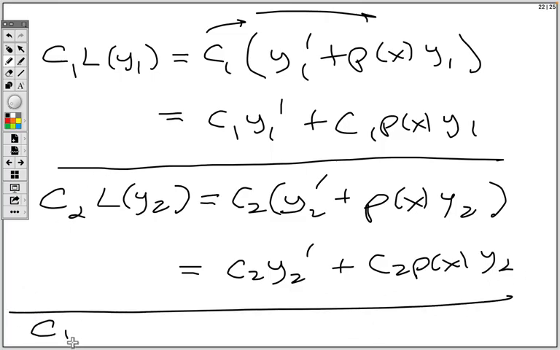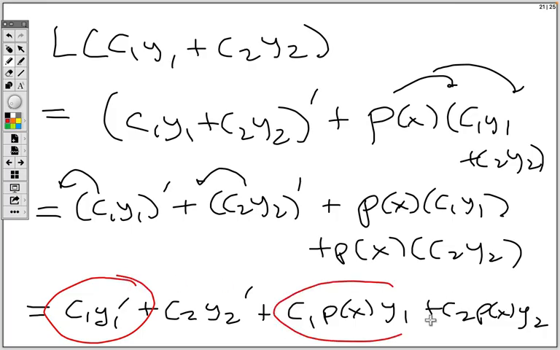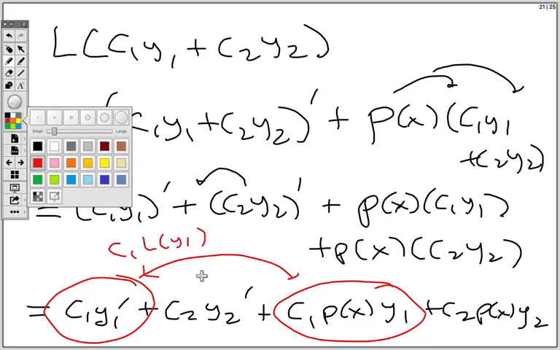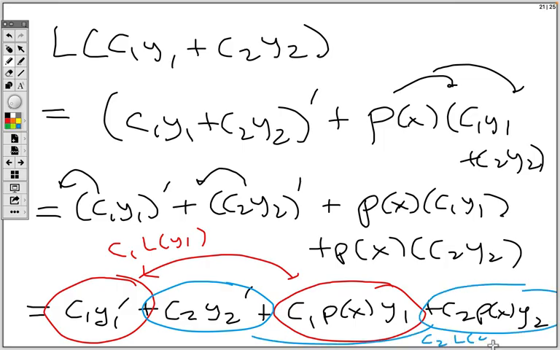Now, sure enough, if you look at C1 L of y1 plus C2 L of y2, that's exactly what we've got. So there's this part, so that's the C1 L of y1. And then there's this part here, C2 L of y2.